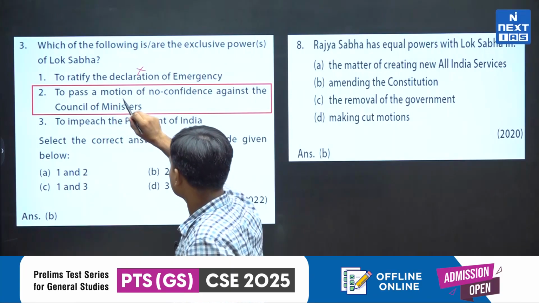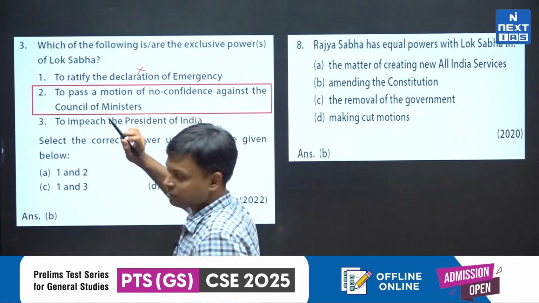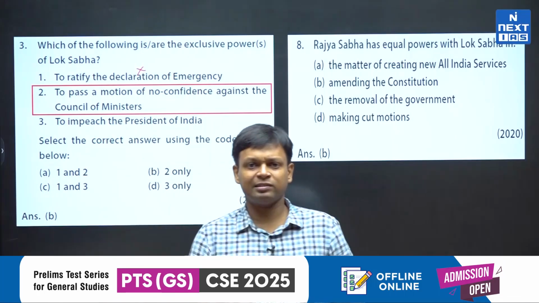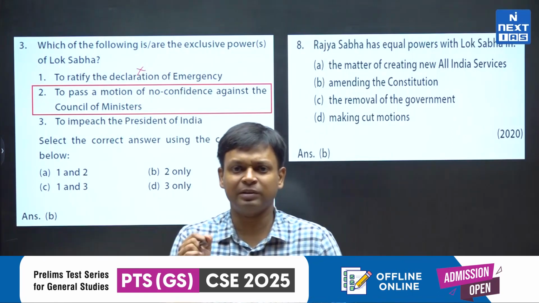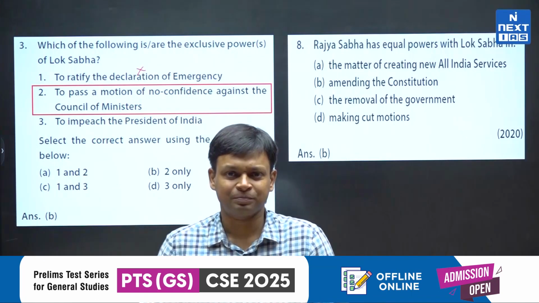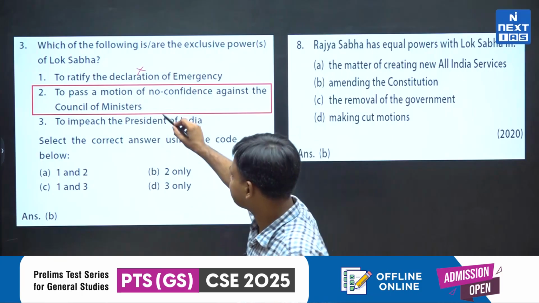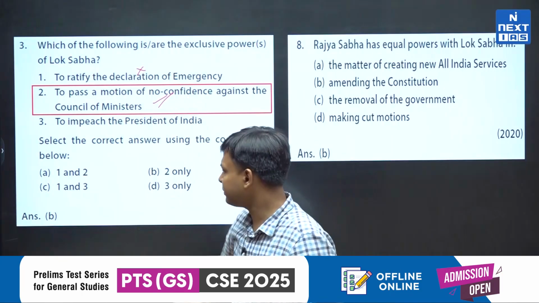To pass a motion of no confidence against the Council of Ministers. This is the correct statement. Because Article 75 Clause 3 very clearly mentions that Council of Ministers shall be collectively responsible to Lok Sabha. So ये वहाँ से आएगा. It is the correct statement.